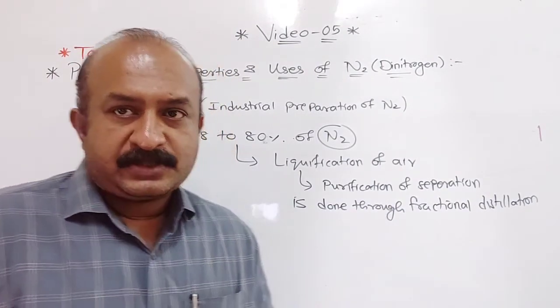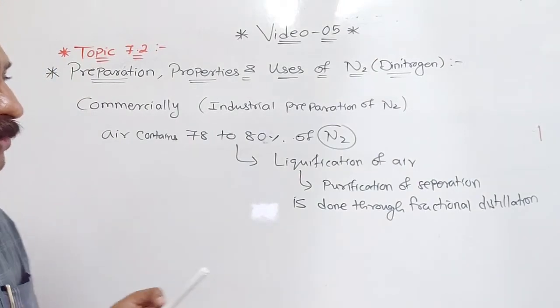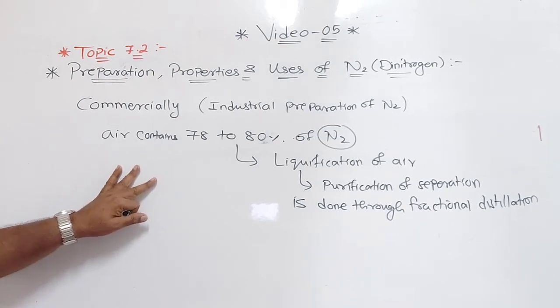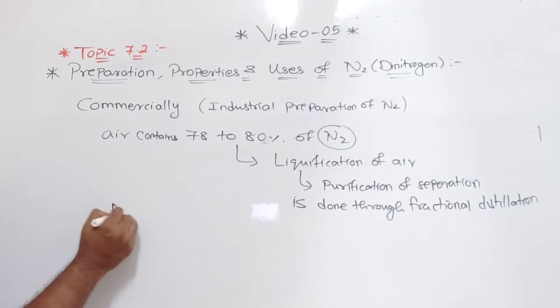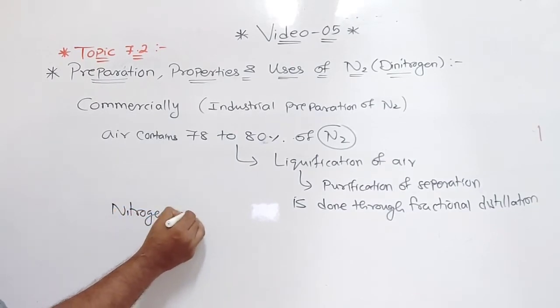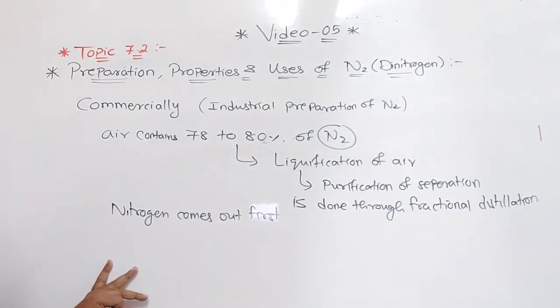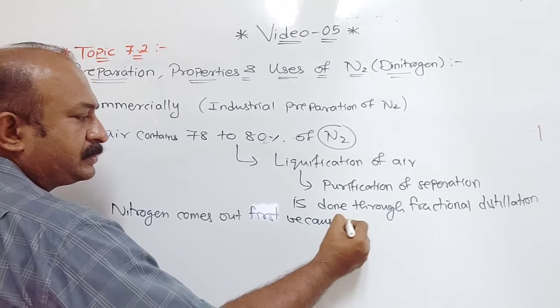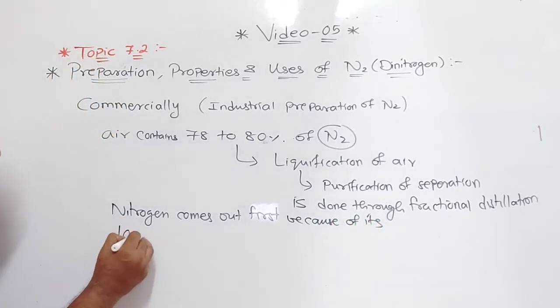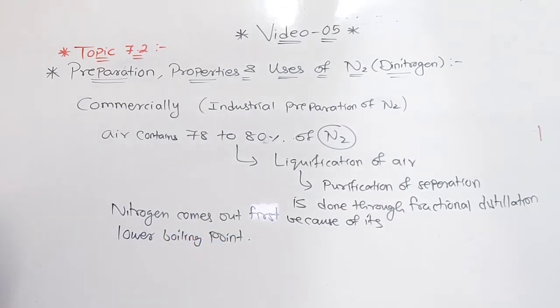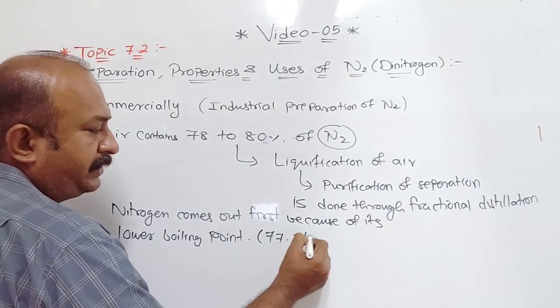Is it clear? Now, the next one. Nitrogen comes out first when you do this liquefaction, because of its lower boiling point. Here, nitrogen gets separated first because of this lower boiling point, and that is equal to 77.2 Kelvin.